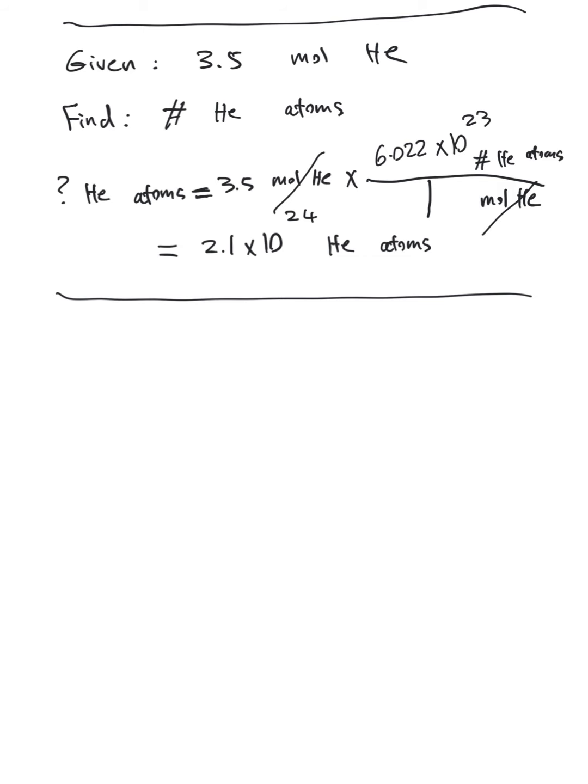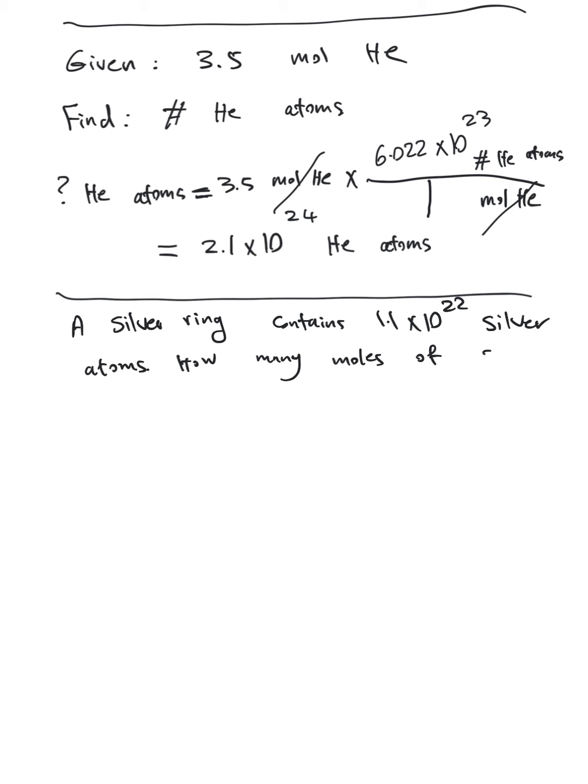So imagine we are given, okay, I'm going to write the question too. A silver ring contains 1.1 multiplied by 10 to the power of 22 silver atoms. How many moles of silver are in the ring? It is really useful, as I said, to have words and numbers so you know what you have and what you want to find.